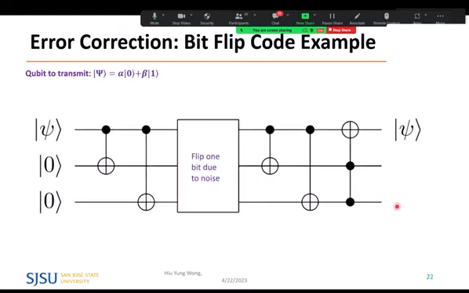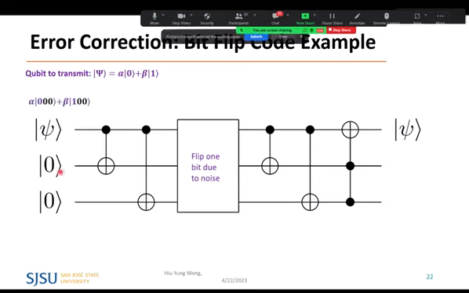Let's take a look at an example. Again, psi is what I care about, and it is alpha 0 plus beta 1. I don't know what alpha is, and I don't know what beta is. Again, this is one qubit, because I have two basis states, 0 and 1, and two coefficients.